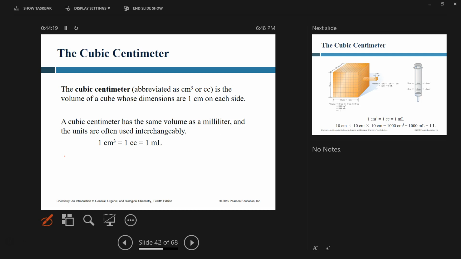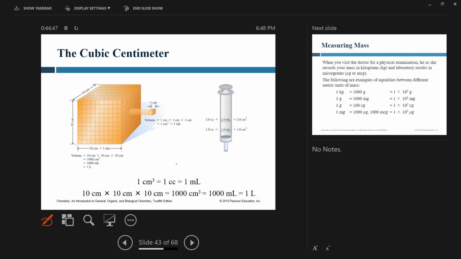Now, in the medical field, we often use a unit called the cubic centimeter. A cubic centimeter has the same volume as 1 mil. So when you see in a prescription to give a patient 5 cc of a drug, it really means 5 milliliters. And a cubic centimeter, shown in this image, is a cube with the size of 1 centimeter. How big is a centimeter?